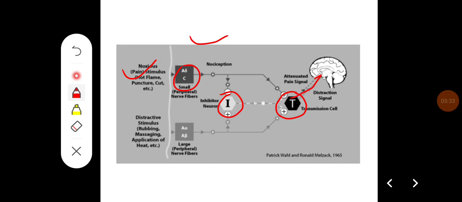But at the same time, when A beta fibers are stimulated, they are going to facilitate the interneuron activity, which is going to close the gate at the substantia gelatinosa. So that is why the pain sensation will not reach the brain, and that is why they cause an analgesic effect.